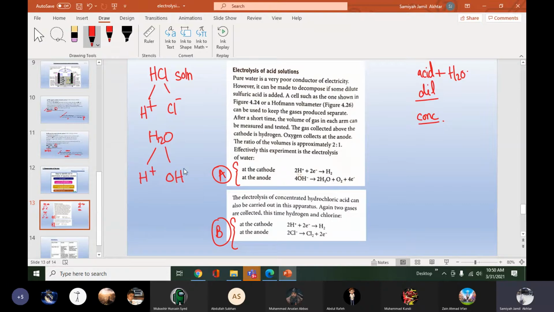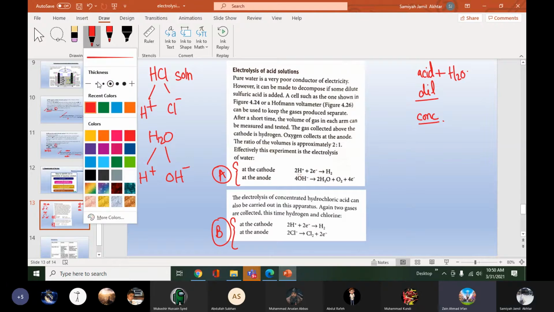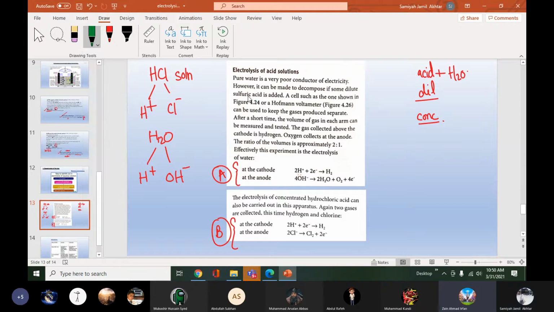OH negative. Ma'am, I think A is dilute and B is concentrated. You think that A is dilute and B is concentrated. Yeah, and it's correct. Because see, for the cathode, let's see the cation first. The cation is the same.